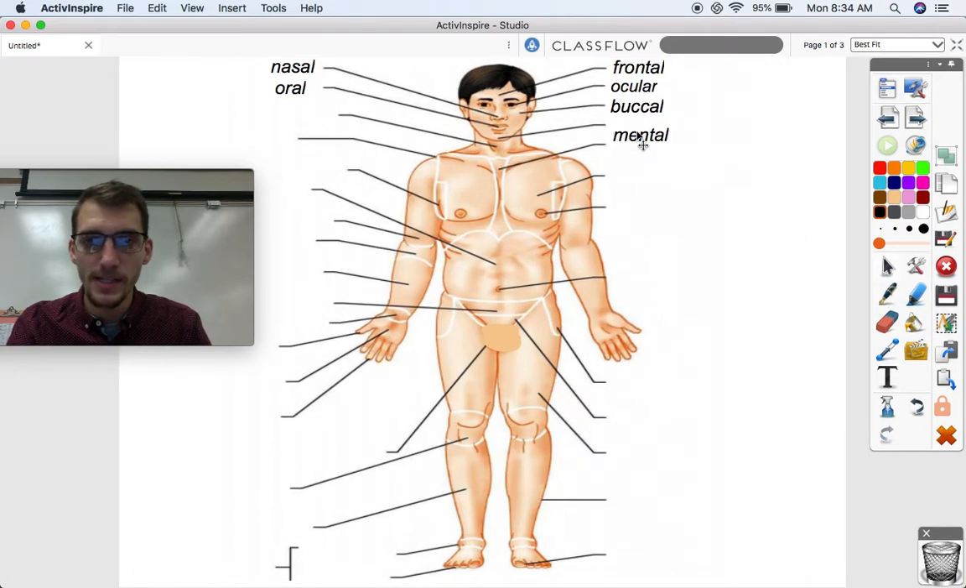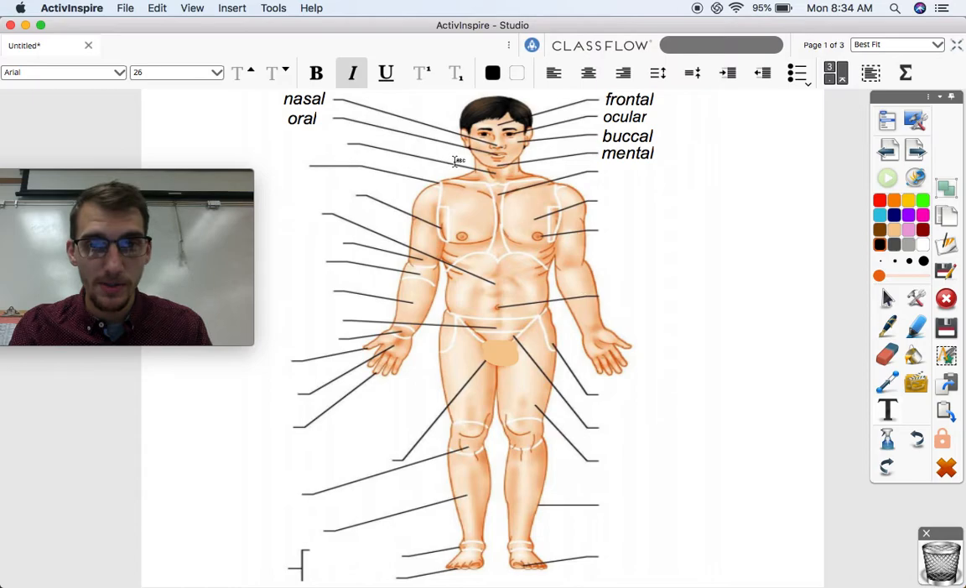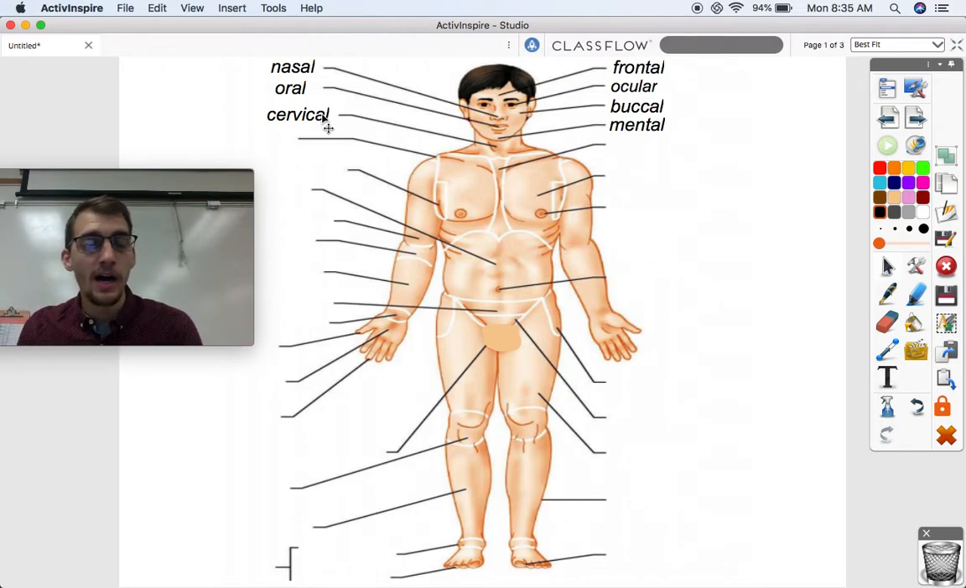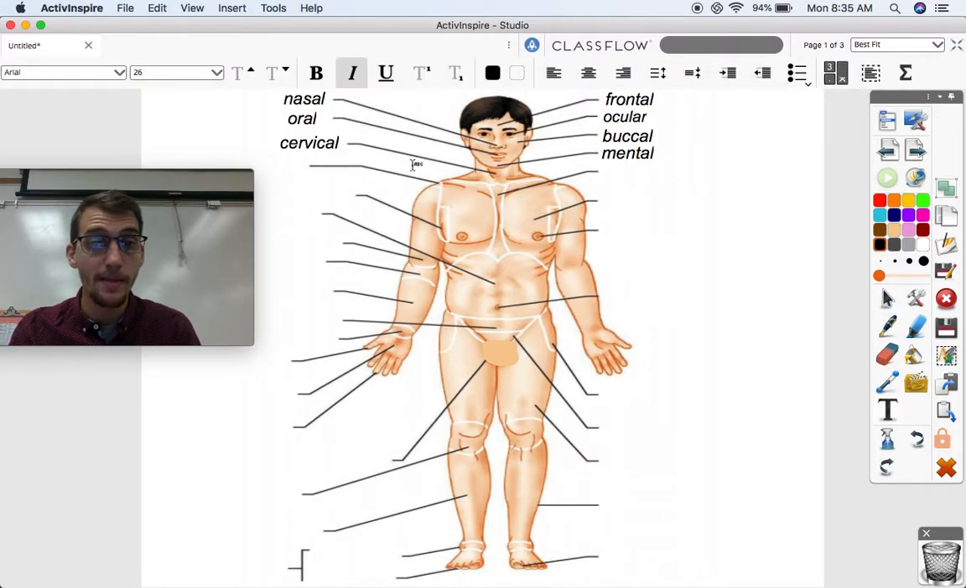All right, so oral. Right down here, the chin is referred to as the mental region. I know, it's kind of crazy. Mental, right? But that's what it is. It's called the mental region. I don't have a good example to go along with that. Your neck is referred to as your cervical region, which might not be exactly what you expect, but that's the way it is. In fact, your vertebrae in your neck are called C1, C2, C3, and C stands for cervical. So they're referring to the neck bones. So there you have it.